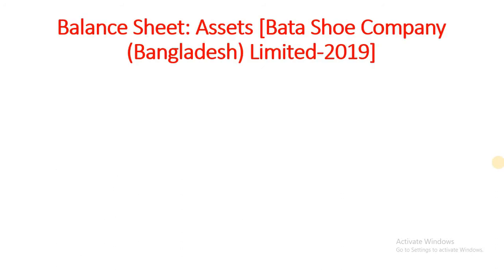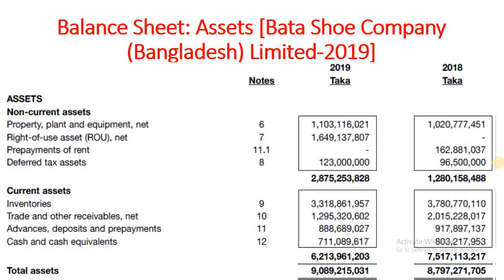Now, let's look at the assets part of the balance sheet of Bata Shoe Company Limited. The assets of Bata Shoe Company Limited have two broad parts: non-current assets and current assets. Non-current assets include property, plant, equipment, and so on. Current assets include inventories, trade and other receivables, and so on. And finally, there is total assets, which is simply the sum of non-current assets and current assets.